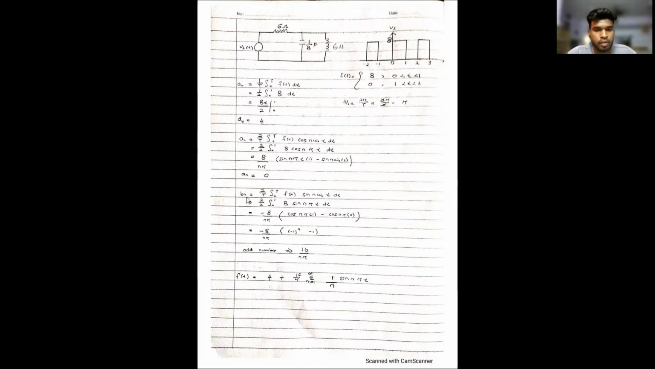Then we can move on to Bn, where the formula is slightly different. We are using sine instead of cos. Once we integrate, we get negative 8 over n pi, cos n pi, then we substitute 1 second and 0 seconds. This is the final answer, but we assume that n is an odd number, so we get a final answer of 16 over n pi. This is for DC, and this is for AC. For DC we get 4, and 16 over pi, sum of 1 over n sine n pi t, is for AC. Now I'll move on to the next slide.